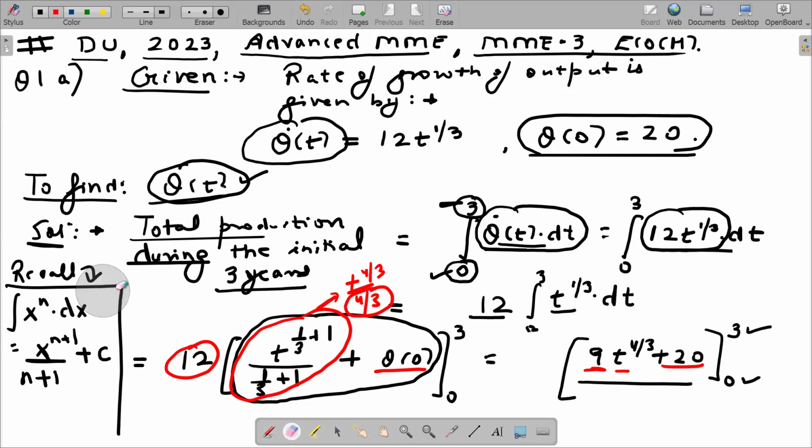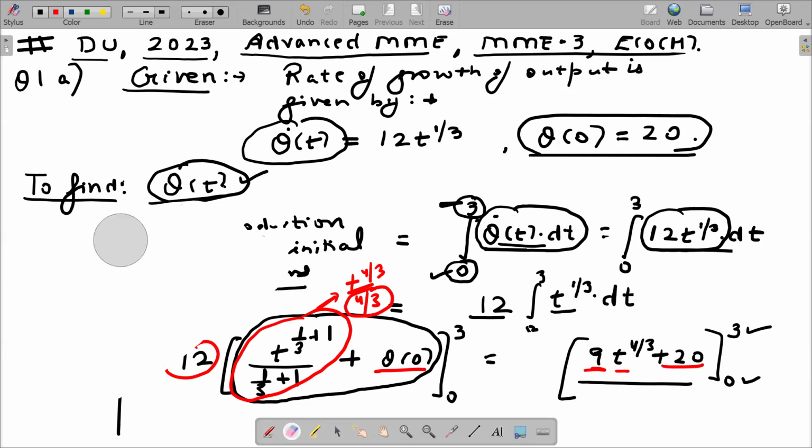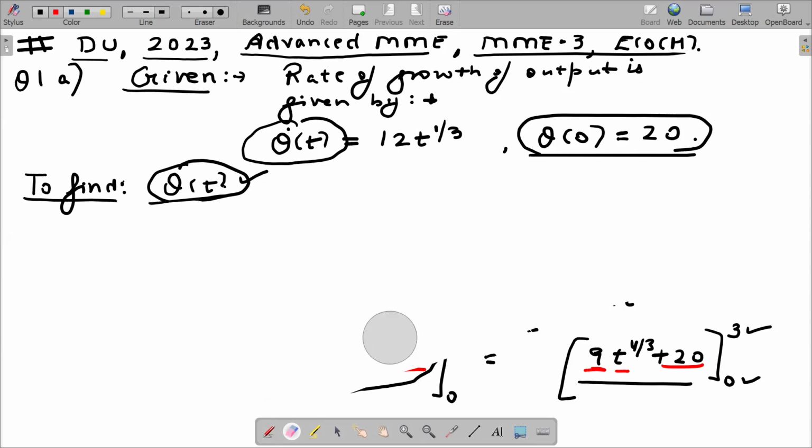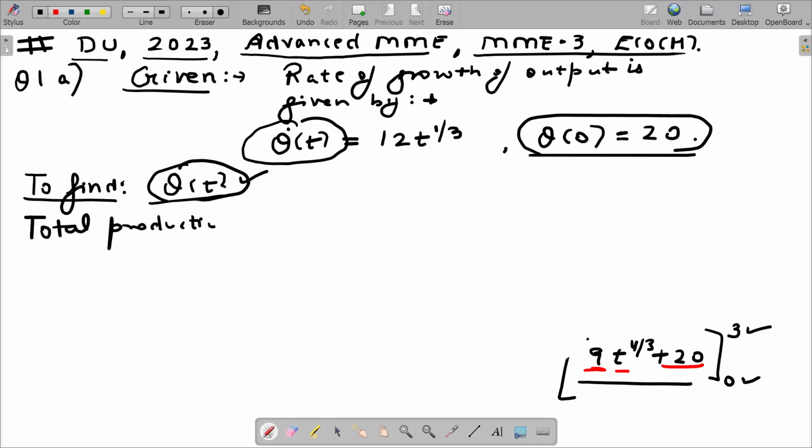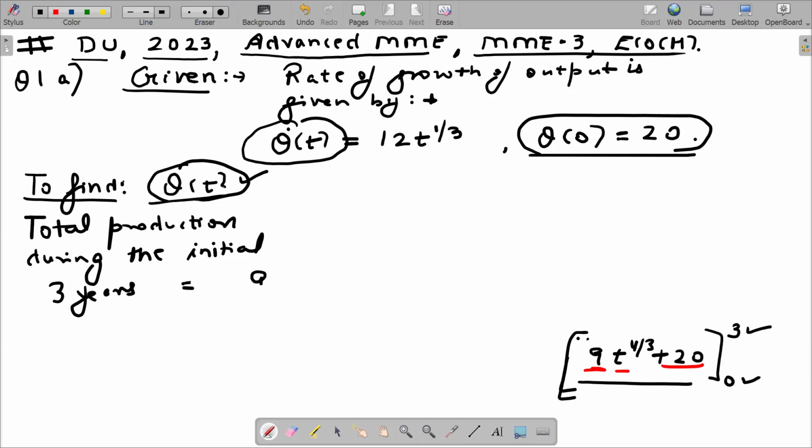So now I'm going to solve this further. I can write that total production during the initial 3 years is going to be, first put t as 3, so 9 times 3 to the power 4/3 plus 20, minus, now put t as 0, so 9 times 0 to the power 4/3 plus 20.